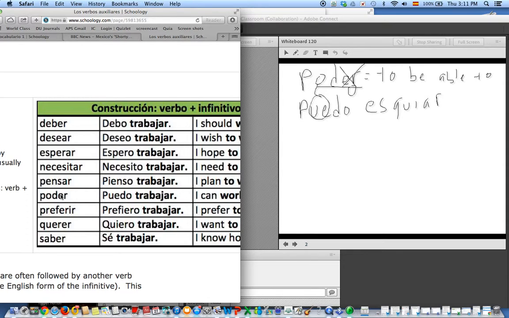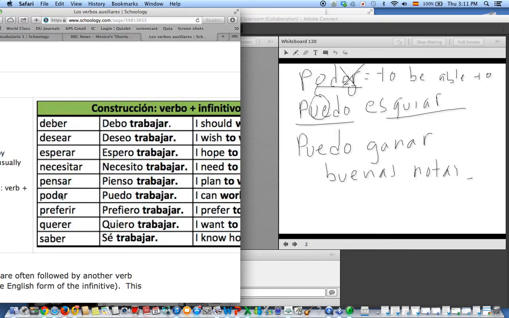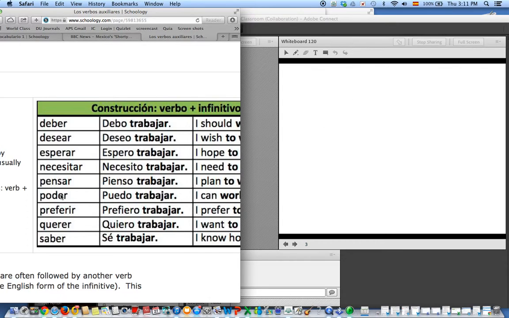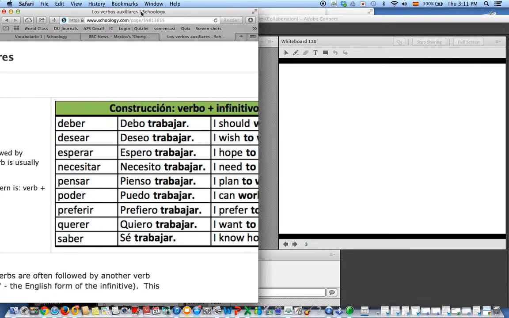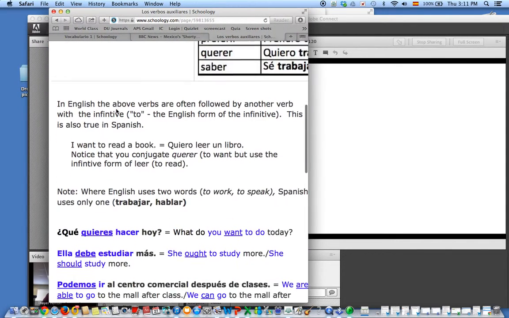So notice this is conjugated. This one's in the infinitive. Anything that you can do. Puedo ganar buenas notas. So this is I can earn good grades, right? So notice, puedo is conjugated, ganar is in the infinitive, buenas notas, okay? So let me know if you guys have questions about that.